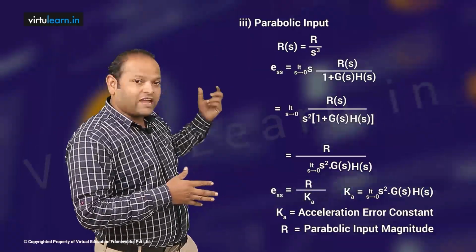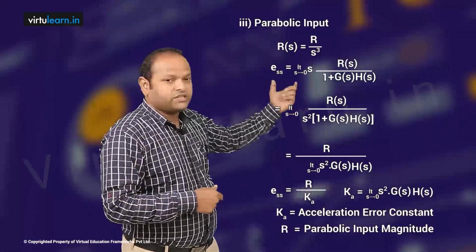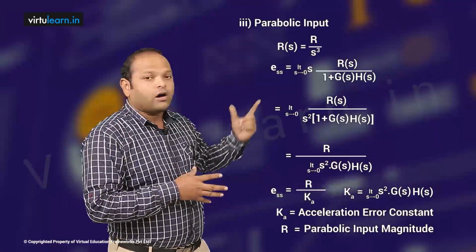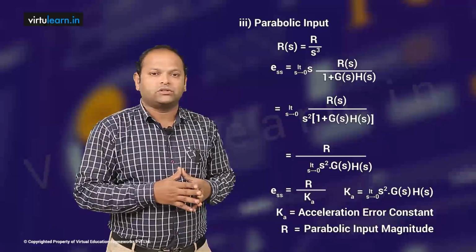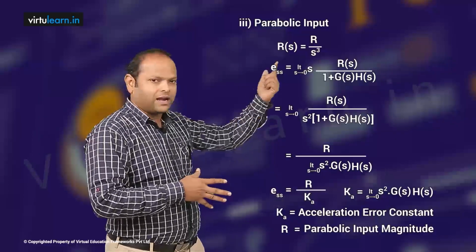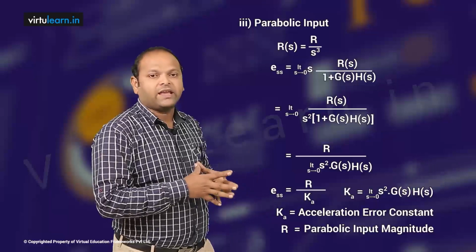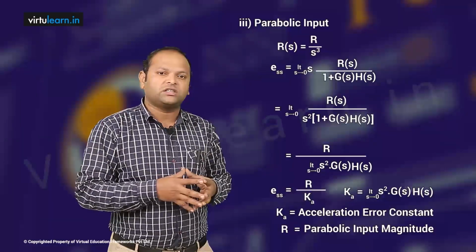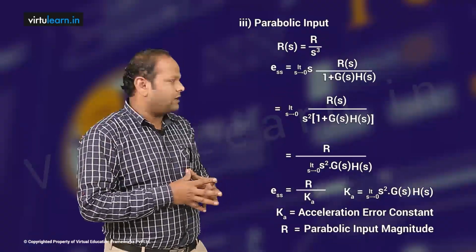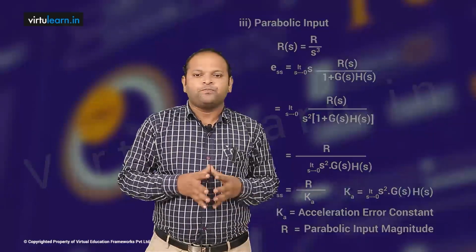Second is your Kv, velocity error constant, limit s tends to 0 s into GH of s, and corresponding error ESS is R by Kv, where R is a ramp magnitude. Step magnitude is there, here it is a ramp magnitude. R can be taken as the slope of the ramp. Next, third is acceleration error constant, and we have Ka is equal to limit s tends to 0 s square GH of s, and corresponding error ESS is equal to R by Ka. So these are the formulas which are important to calculate steady state error.